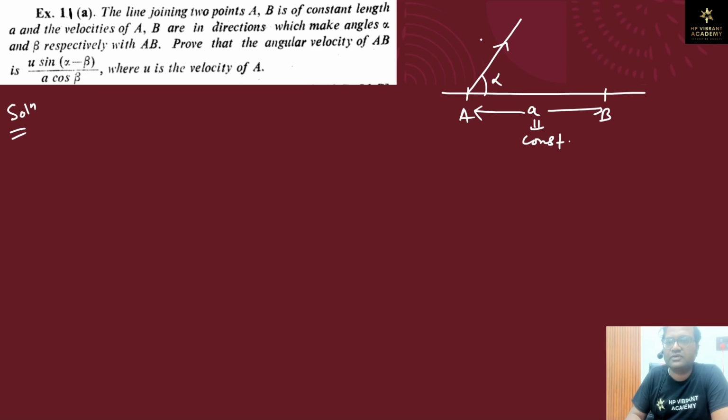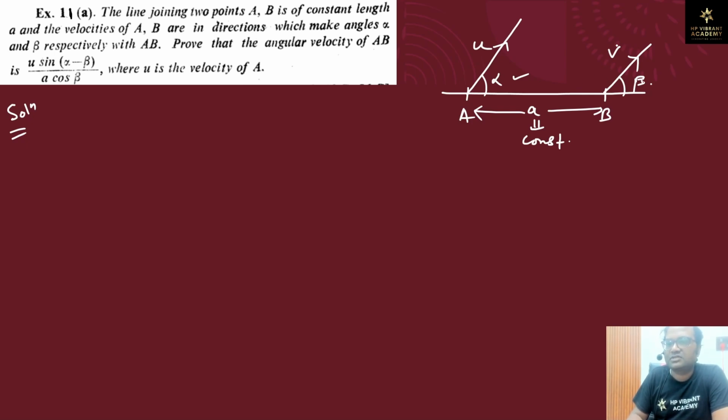U is the velocity of A. Let us consider the velocity of B as V, which makes angles alpha and beta. So this is alpha and this is beta. What we have is 2 points, and the velocities of A and B are U and V, inclined at angles alpha and beta respectively.